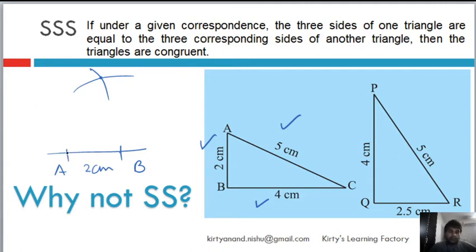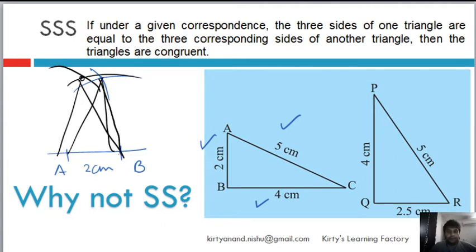Now you can say, what if the 5 centimeter arc I am cutting from this? Yes, you can do that also. You can cut the 5 centimeter arc from here, and you can cut the 4 centimeter arc from here. What will happen is that this triangle and this triangle, these two lengths are going to be the same only, and this angle will also be the same.